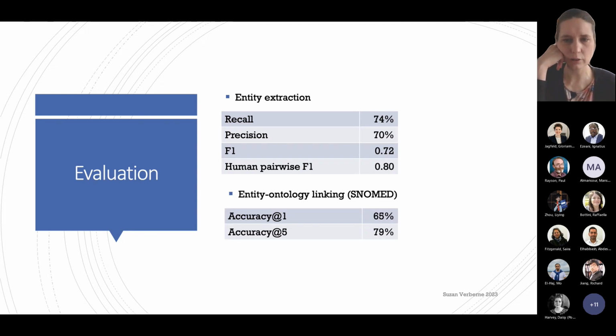And then the linking to the ontology. Here we have two metrics. What we actually did is we ranked from the ontology the terms that are the most likely true entity that the mention refers to. So someone is saying, I can't fall asleep. And then the model returned 5 things ranked from the ontology: okay, it might be insomnia, it might also be these other things. And then in 65% of the cases, the correct one was ranked at position 1. And if we take into account the whole top 5, we get 79%.